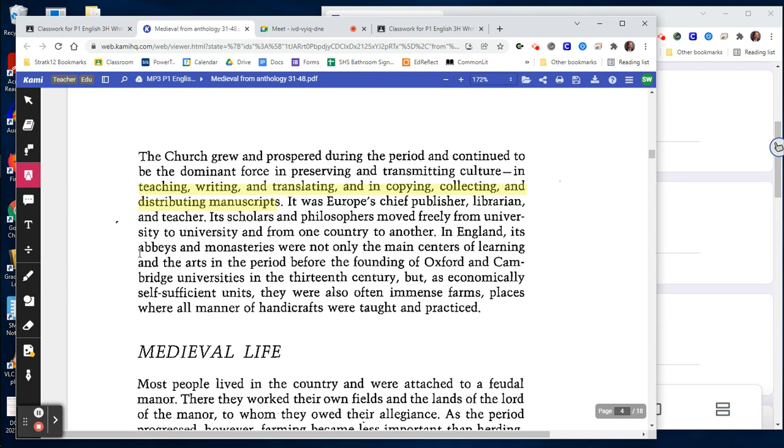In England, its abbeys and monasteries were not only the main centers of learning and the arts in the period before the founding of Oxford and Cambridge universities in the 13th century, but as economically self-sufficient units, they were often also immense farms, places where all manner of handicrafts were taught and practiced. So here you have the church monasteries as separate farms inside the kingdoms, but they were controlled by the church. So obviously you're going to have a church and kingdom conflict every once in a while.